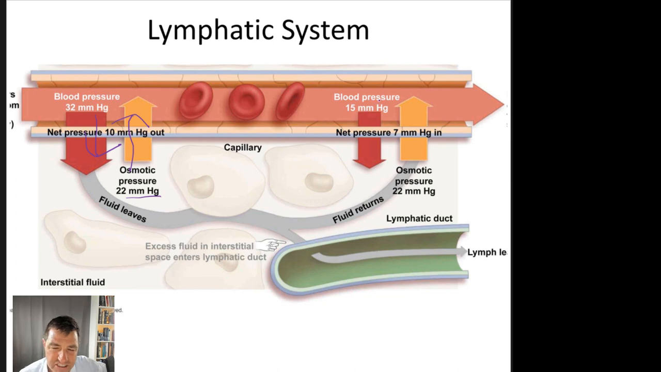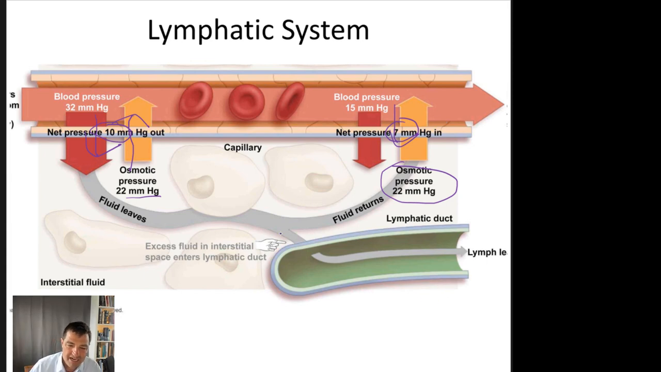And so if you look over on this end, as you move away from the arterial side, from the heart to the venous side coming back, that blood pressure drops off. It's being reduced as you travel away. But that osmotic pressure, the fluid pushing back, stays the same. So you have this system where you're pushing fluid out, but pushing it back in. But you'll notice right here, here's the difference. There's a 10 and there's a 7, which means they're not quite equal, which means you're not getting all the fluid you're pushing out back in.